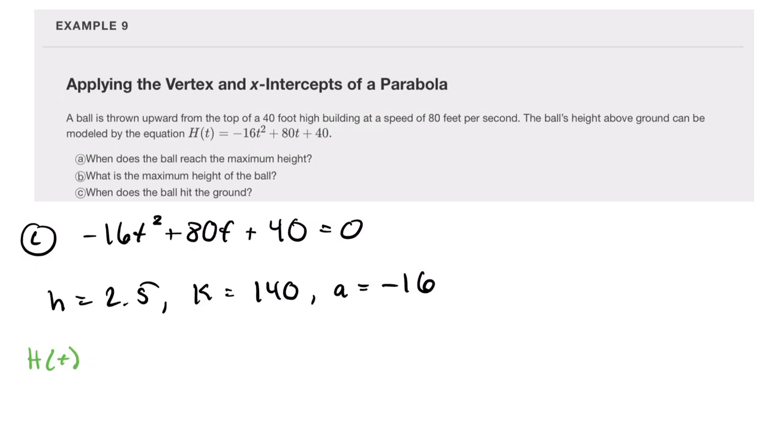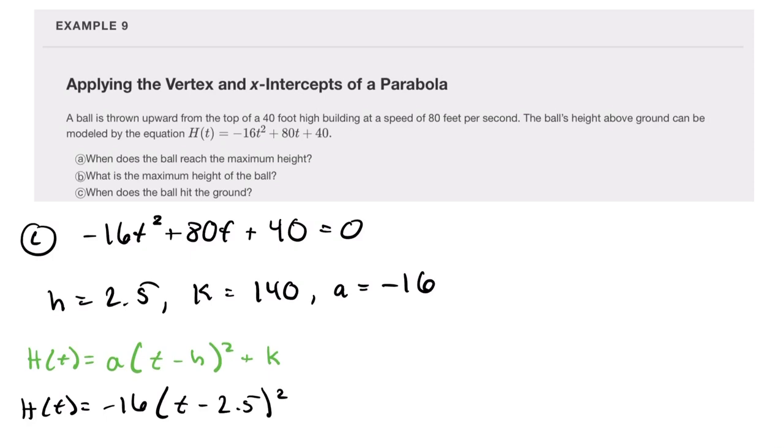Here, let me do it. That's fine. a times (t minus h) squared plus k. All right, so let's plug that information in. So then h of t, we're just writing this in standard form. Our a is negative 16 times (t minus 2.5) squared plus 140.